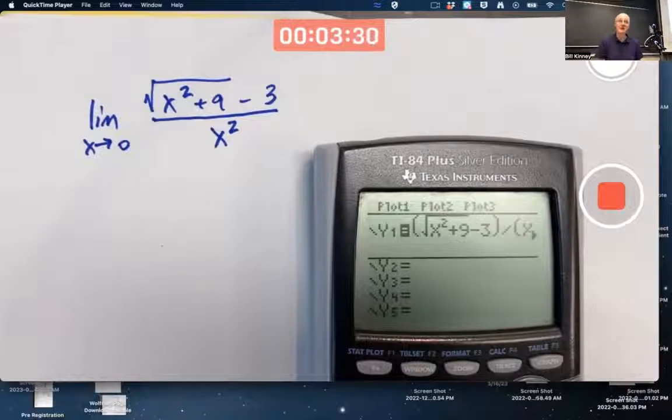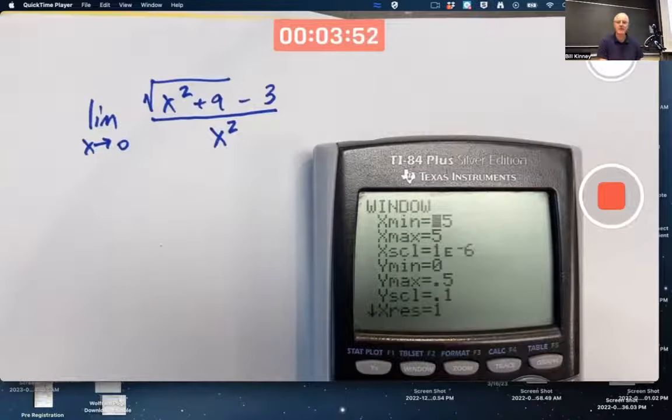I do have the function plugged in already. You can plug it in yourself on your calculator if you want right now. Notice that I'm using parentheses to help specify that that entire numerator needs to get divided by x squared. So I'm using parentheses like you see there. And to play it safe, I also use parentheses on the bottom.